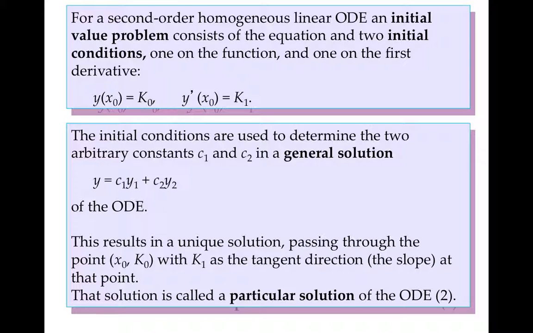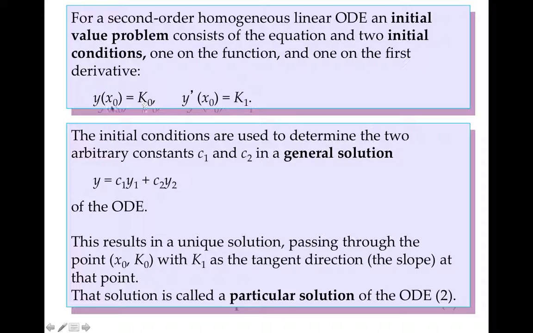And the unique solution will go through the point x sub 0, k sub 0, and it will have k1 as the slope of the tangent at x sub 0. This is called a particular solution of the ordinary differential equation because it has specified the constants. Once again, remember we're discussing homogeneous differential equations at this point, but the same scenario applies to inhomogeneous equations where we also will generate constants of integration, and initial values can be used to solve for those constants.